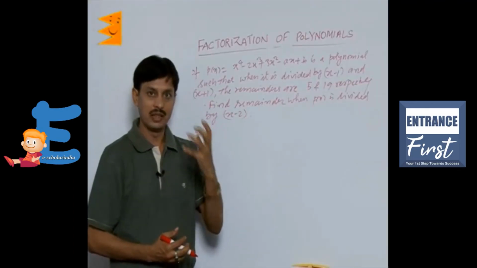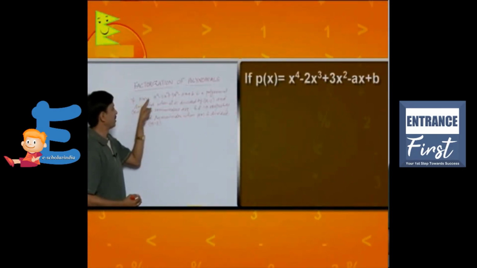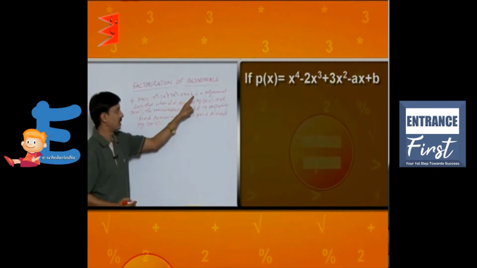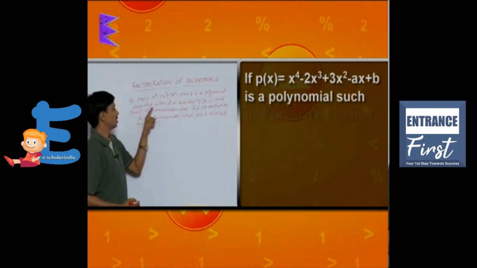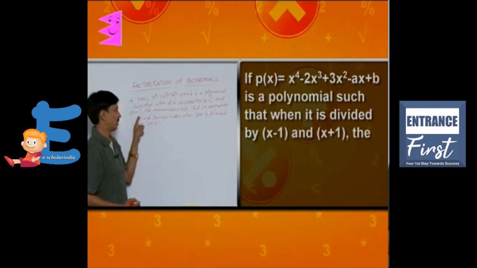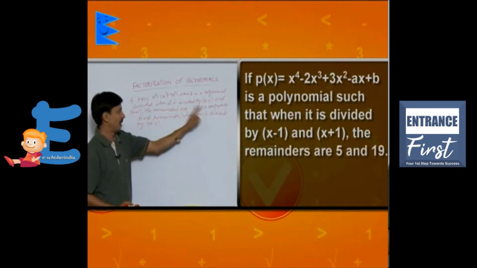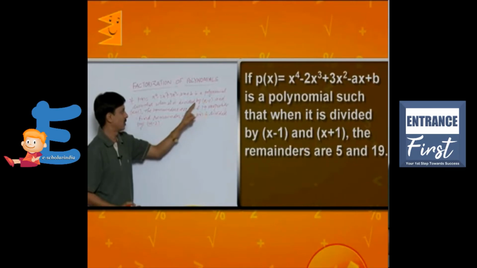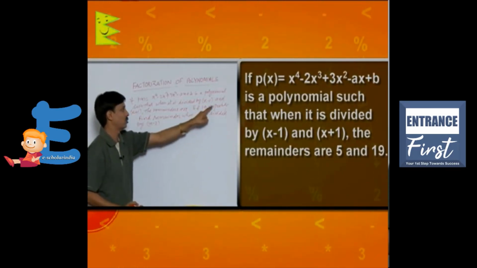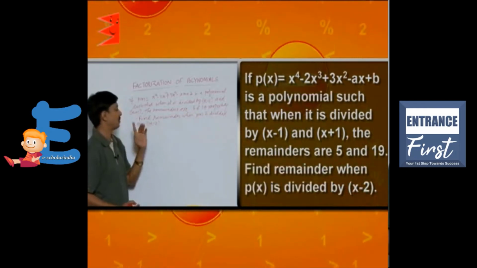Now a bit lengthy question based upon the remainder theorem. If P(x) is equal to x to the power 4 minus 2x cube plus 3x square minus ax plus b is a polynomial such that when it is divided by x minus 1 and x plus 1, two different divisors, the remainders are 5 and 19. That is, when divided by x minus 1, the remainder is 5, and when divided by x plus 1, the remainder is 19. Find the remainder when P(x) is divided by x minus 2.